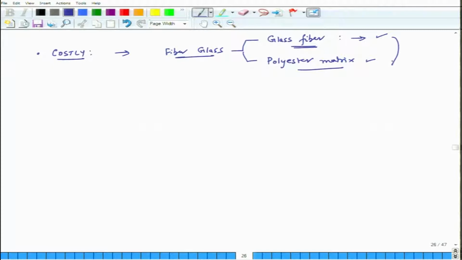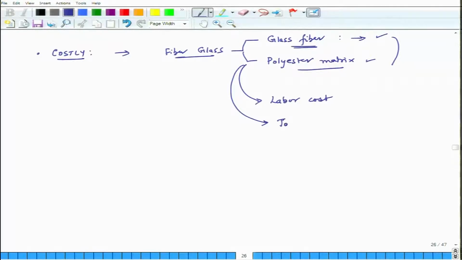So, both the constituents by themselves are more expensive, but then glass fiber is not just this, you also have to make it. So, there is also labor cost involved. All these things make these composites more expensive. It is not only labor cost, there are also tooling costs. So, suppose you have to make a cylinder of fiberglass, so somehow you have to make some tool which will help it wind the fiber in a circumferential pattern.